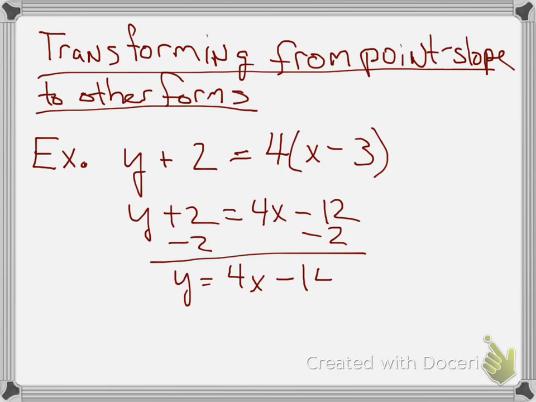So I said 4 times x is 4x, 4 times 3 was negative 12. The opposite of a plus 2 was minus 2, and since these are both the same sign, negative 12 and minus 2, that would give me an answer of negative 14.